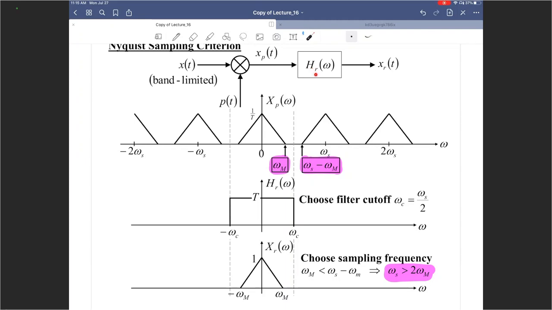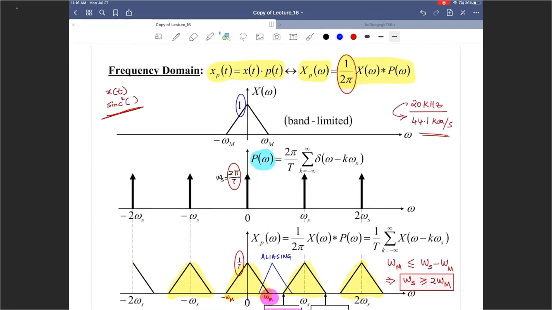Now, if I choose this H sub r, the frequency response of the reconstruction filter, to be a rectangle, an ideal low-pass filter, with a cutoff frequency of omega sub c, what is going to happen? If we choose the cutoff frequency to be half of the sampling rate, which is that point right there, then we will be able to extract the baseband version of the signal between negative omega m and omega m. And on top of that, we have also taken care of the gain of the filter. As you can see here, if this was 1 over T, we have made this T such that the output comes out to be a 1, which is exactly matching the amplitude of the original signal that we sampled.